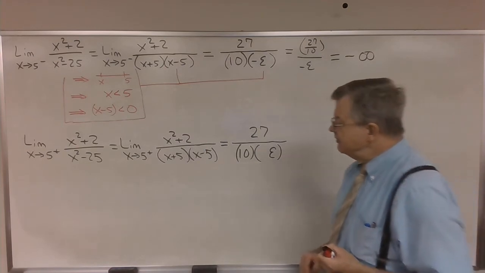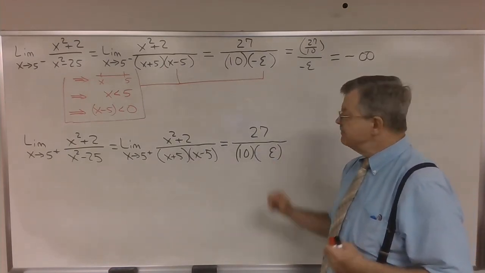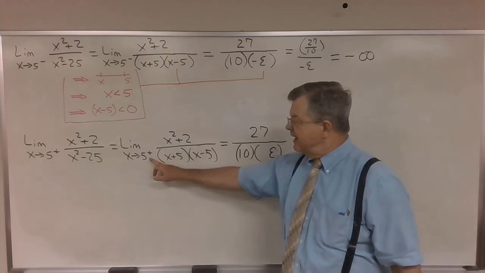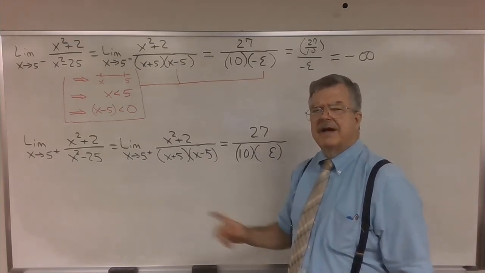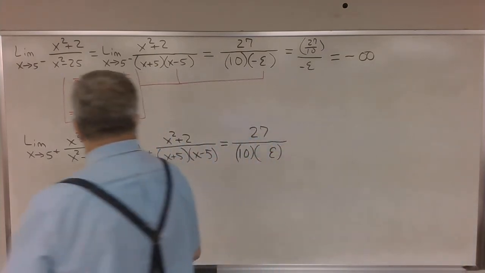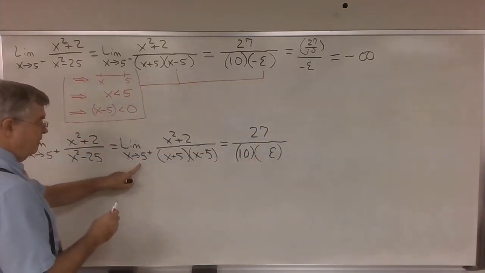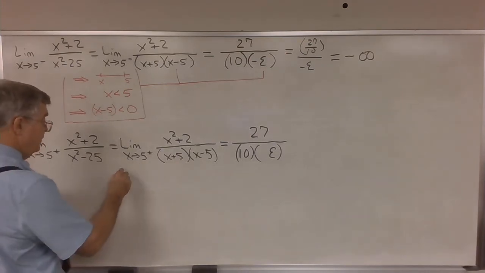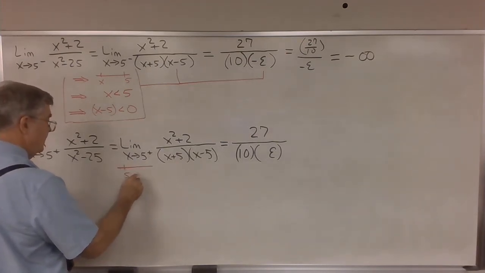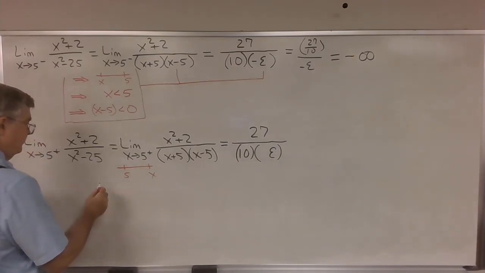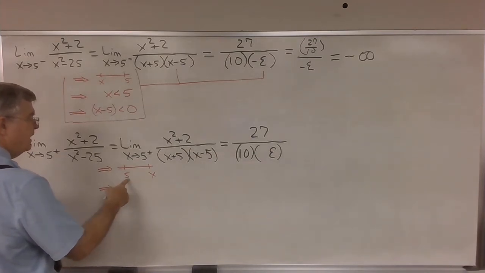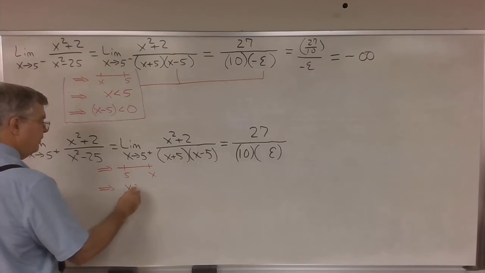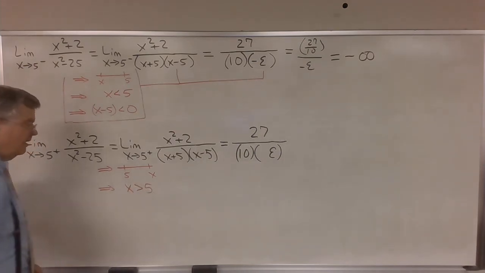And now I also want to make sure I have the sign right. As x approaches 5 from the right, does x minus 5 approach 0 through positive or negative values? I need to know that. So let's see, if x approaches 5 from the right, then x is to the right of 5 on the number line. So here's 5, and here's x. So x is to the right of 5 on the number line. That means that x is greater than 5.